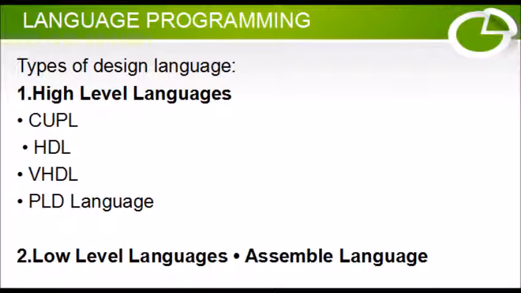Types of design language. There are two types of design language. Firstly, high-level language. CUPL, frequently used for low complexity devices. HDL and VHDL are popular higher level description languages for more complex devices. And PLD language can be programmed in a laboratory to perform complex functions.